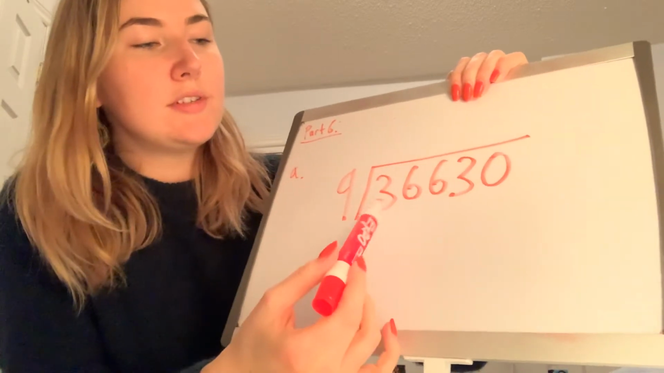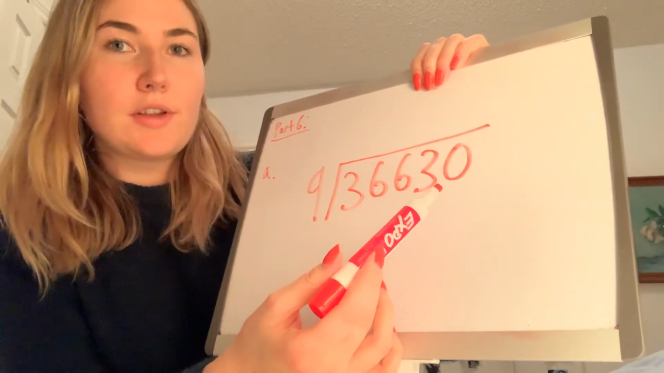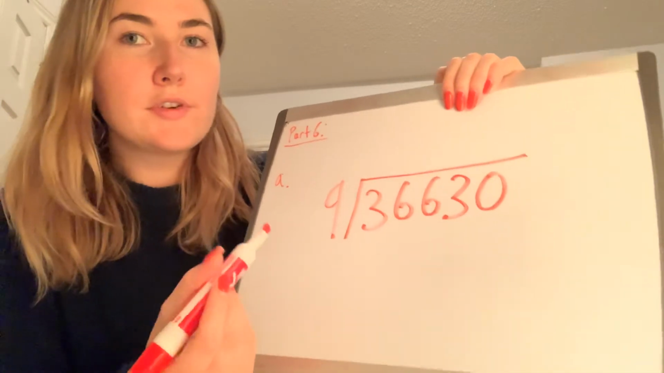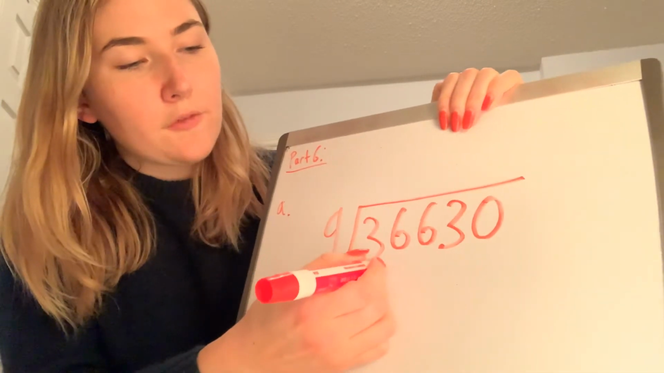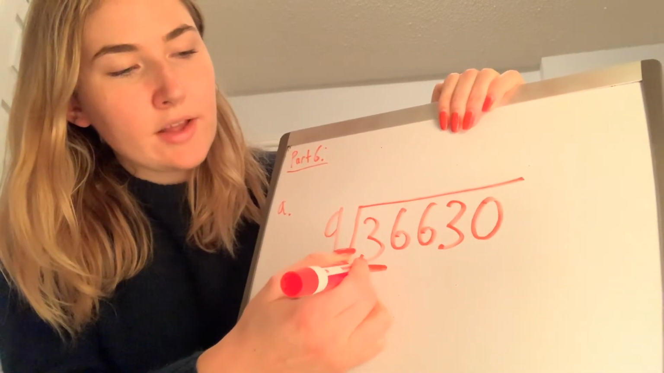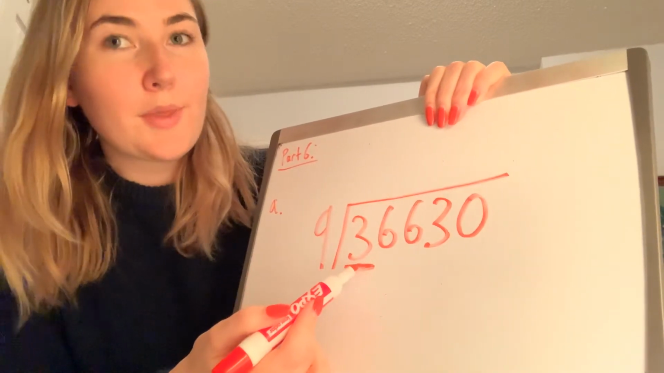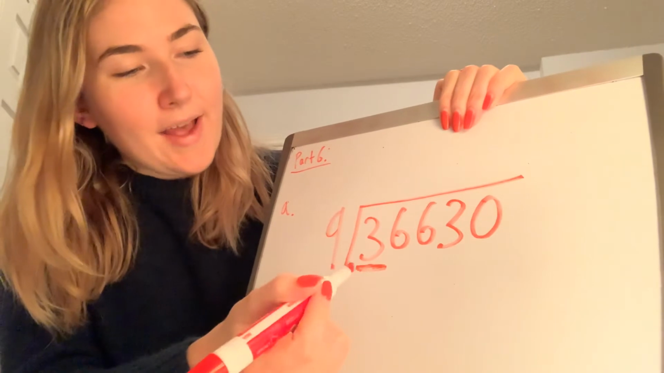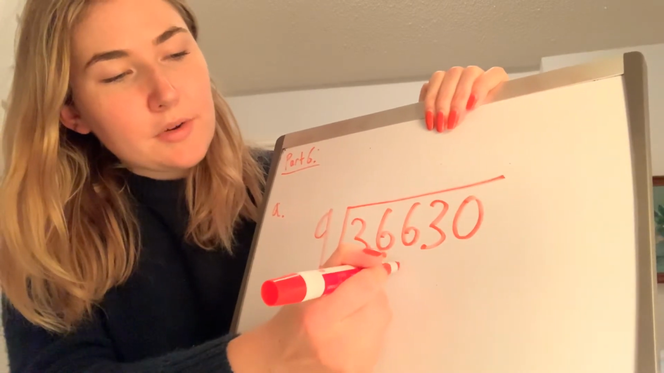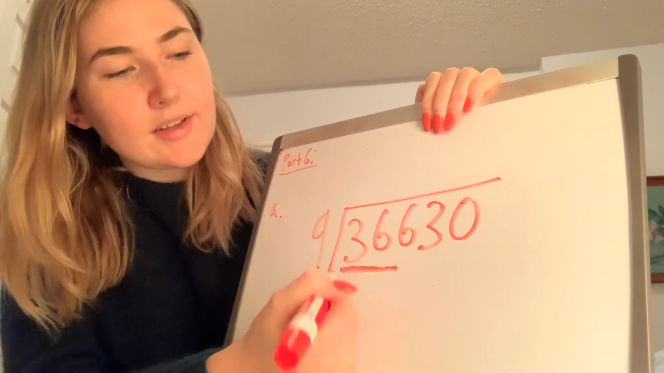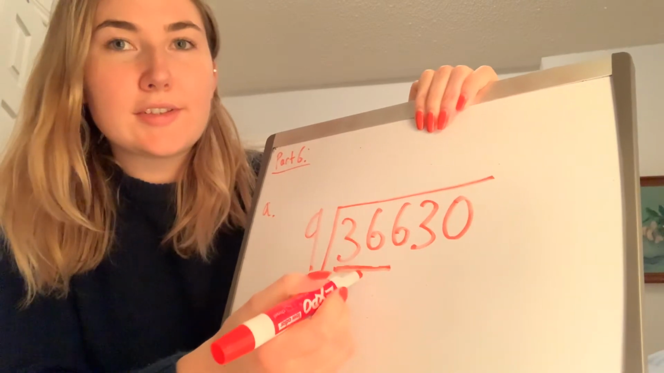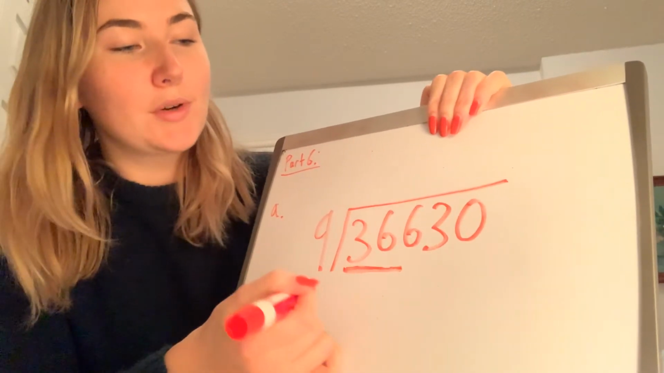So we have 36,630 divided by 9. Our first step is to see our first number. We'll underline that, that's our 3. So we want to look, can 9 go into 3? No, we know that cannot happen. Let's look at our next number. So then we have 36. Can 9 go into 36? Yes, it goes into it 4 times.